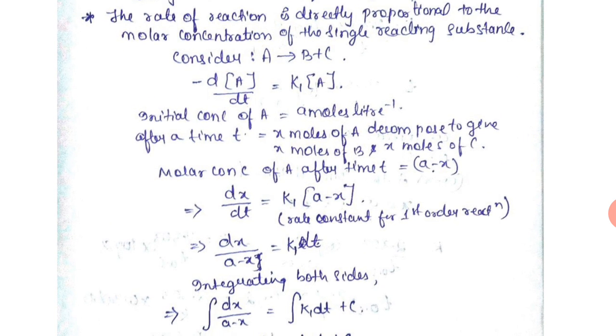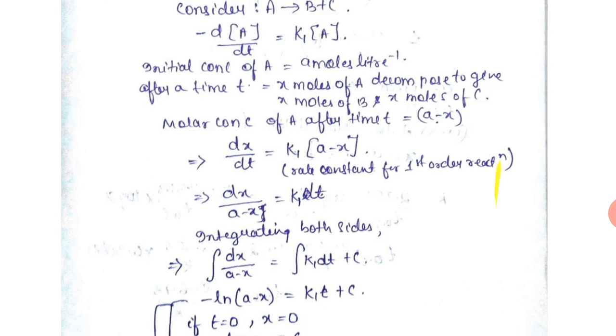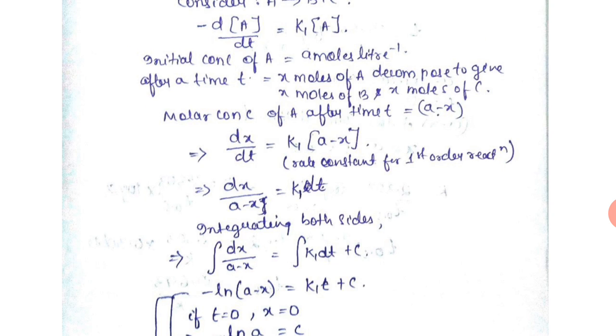So the molar concentration of A after time t is equal to a minus x. So dx/dt is equal to K1 times (a minus x). This is the rate constant for a first order reaction. So dx/(a minus x) is equal to K1 dt. K1 is the rate constant for the first order reaction.